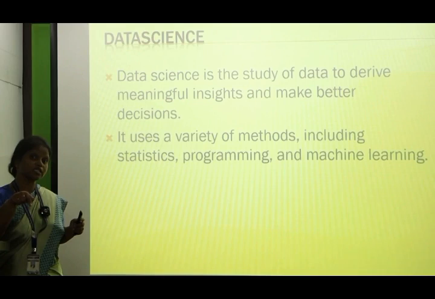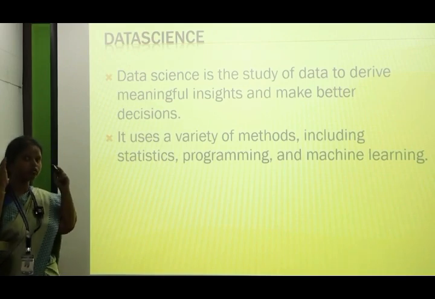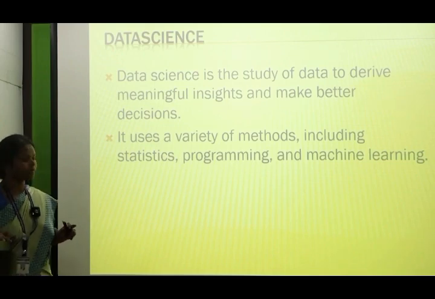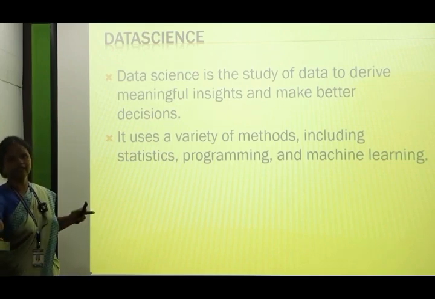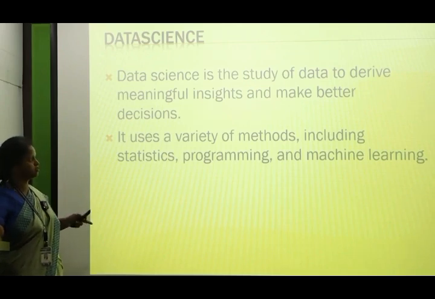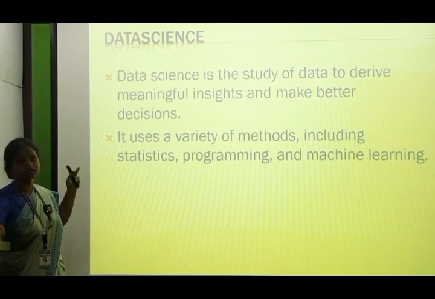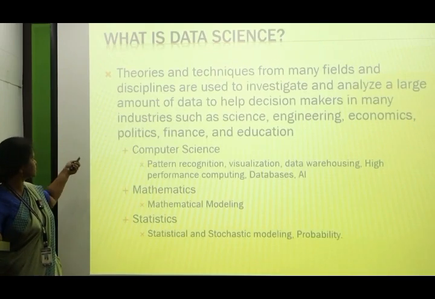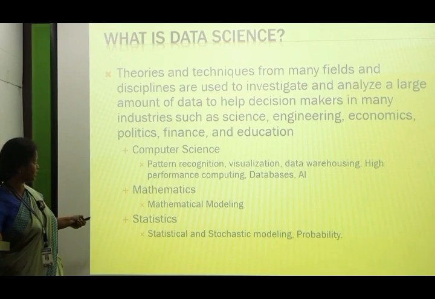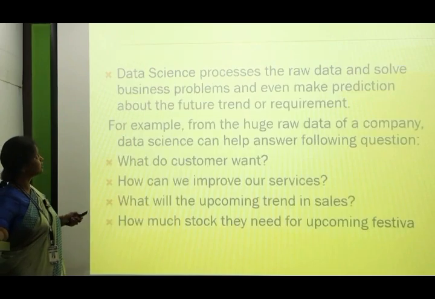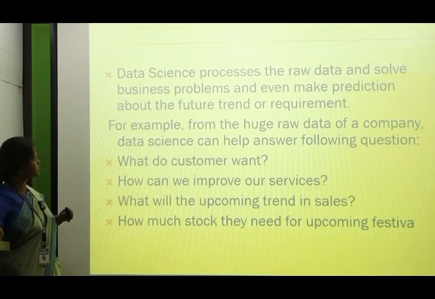So that can be done by using the data science process. Ma'am, how it is processing, that we can learn later. But you try to understand, these are all the things we can do by using data science. Okay, so data science is the study of data to derive meaningful insights and make better decisions. It uses a variety of methods including statistics, programming and machine learning. What we have seen earlier, that is computer science, mathematics and statistics, right? The same here, including statistics, programming and machine learning.